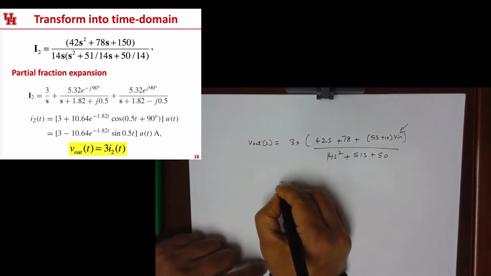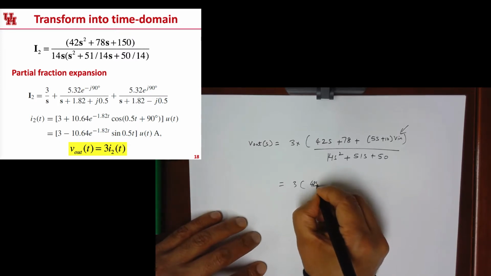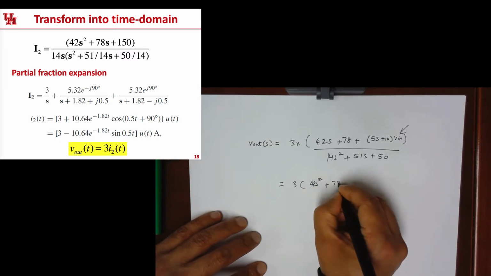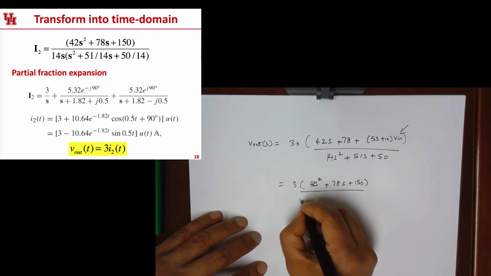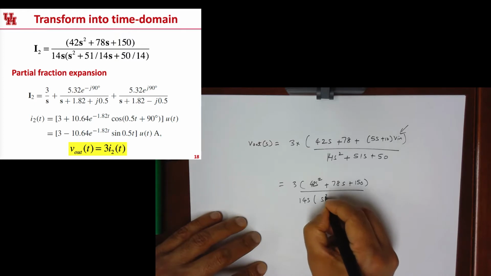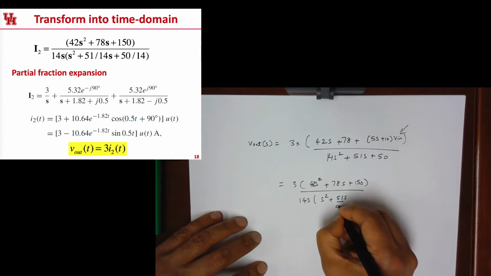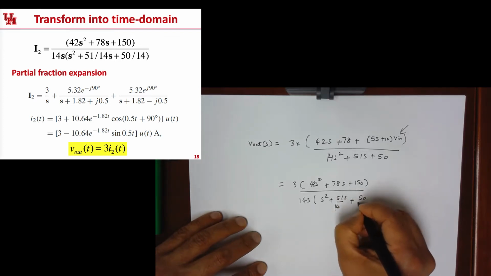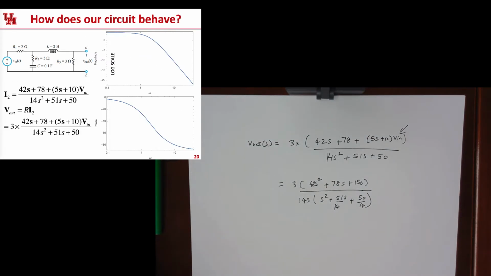So basically this is 3 times 42s squared plus 78s plus 150, divided by 14s times s squared plus 51s divided by 14 plus 50 divided by 14. So what we can now do is start to think about what happens at very low frequencies and at very high frequencies.